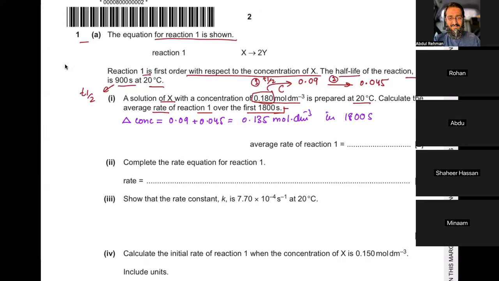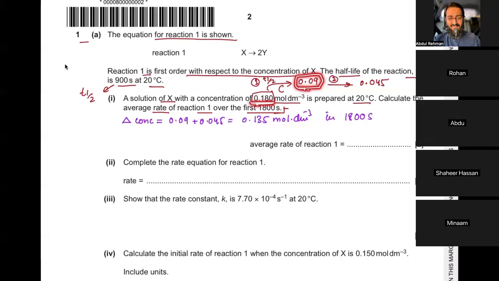Okay, I am repeating. Let's see. They are saying that 900 seconds is the half-life. So it means in 900 seconds, the concentration is going to be half of the initial concentration, isn't it? So is this clear? So if the initial concentration is 0.180, after 900 seconds, half of it is going to be used up. So it means this much amount is going to be used up, right? Is this clear?